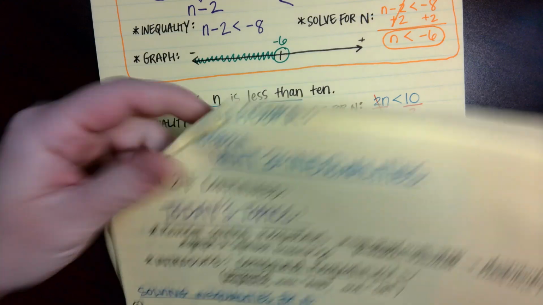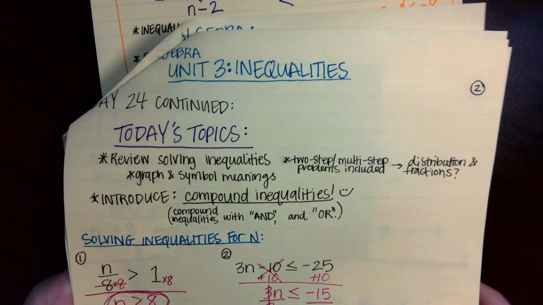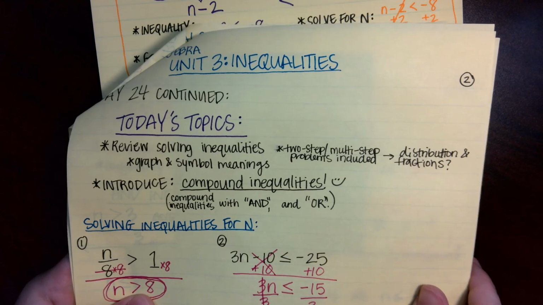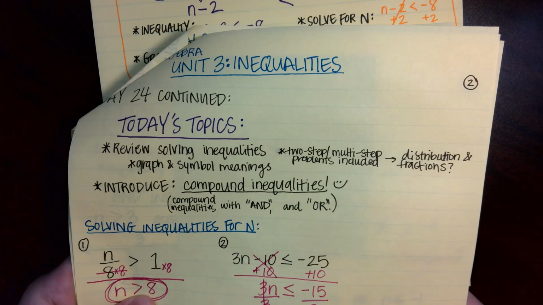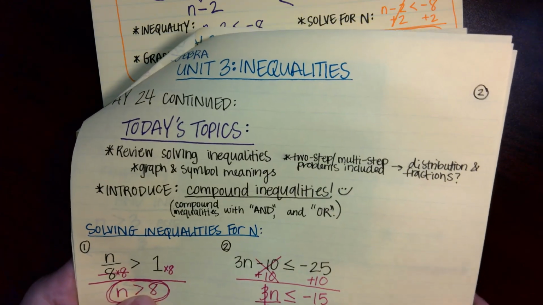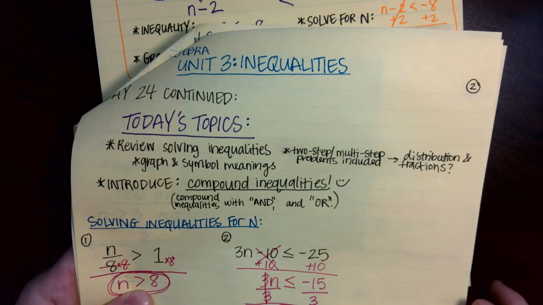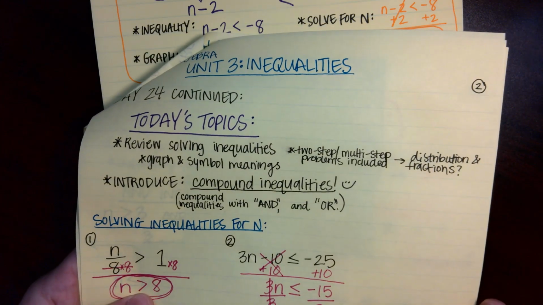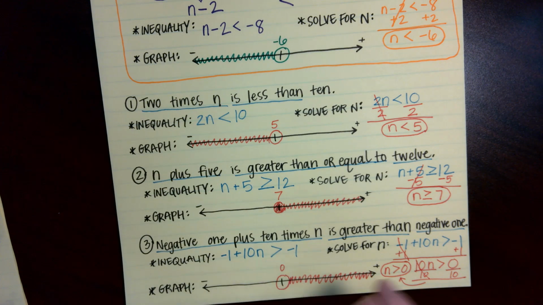I'll show you our topics. We are reviewing how we solve inequalities, and that needs to include our two-step and multi-step, just like whenever we did equations. That might include a few exceptions like distribution or fractions. We're going to talk about the graph and the symbol meanings, make sure that we understand all of it, and then we are introducing compound inequalities. And it's not as scary as it sounds. It's actually fairly easy. So let's go ahead and get started with a few examples for some practice.